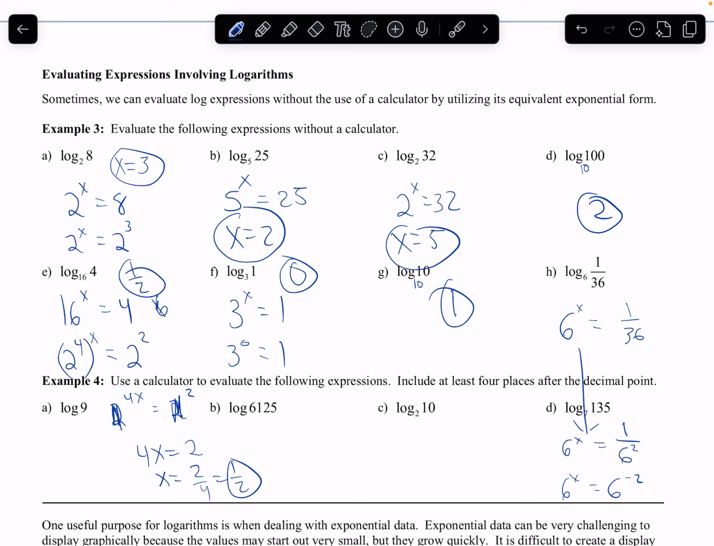And then, since these are the same, I can ignore them. I can just ignore those, and I can say that x equals negative 2. And that's the answer, negative 2. So 6 to what power is 1 over 36? 6 to the negative 2 power is 1 over 36.